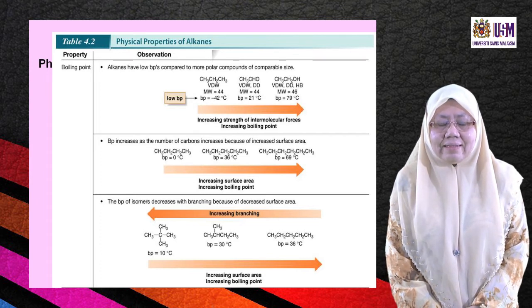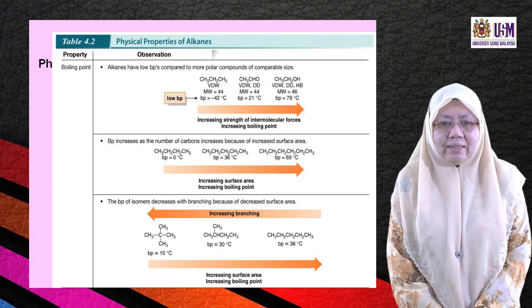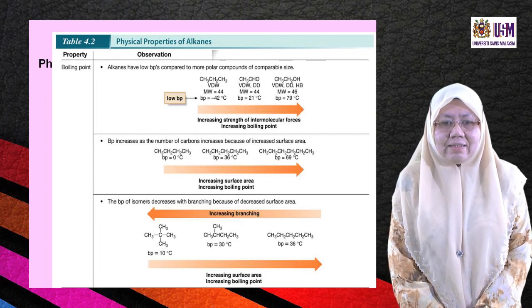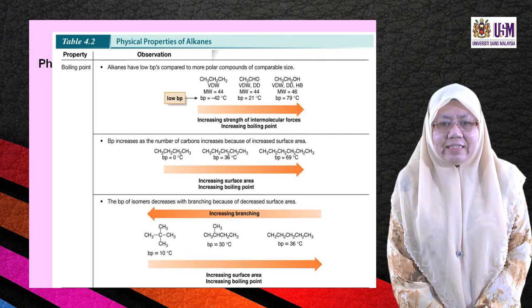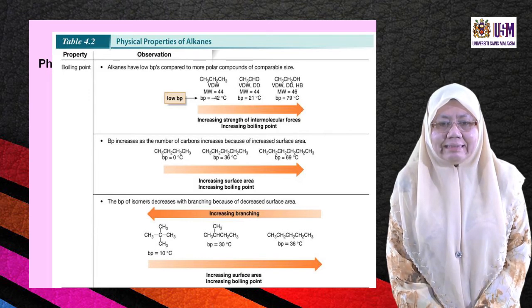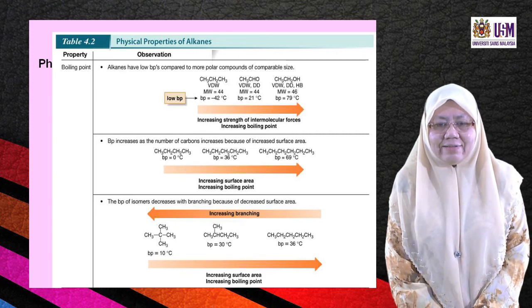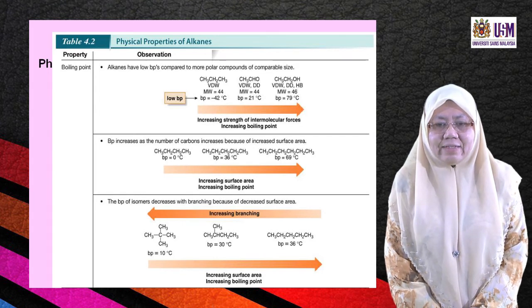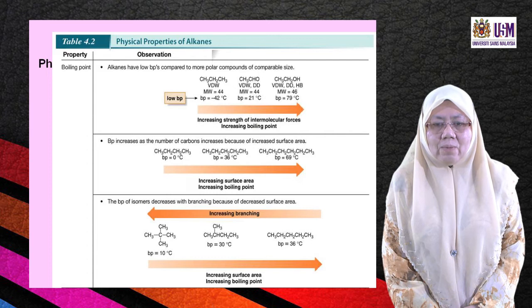Another factor that determines boiling point is branching. As we can see in the examples given, the first is neopentane. Neopentane has a boiling point of 10 degrees Celsius. It has the lowest surface area because of branching. And then the next one, isopentane, has a boiling point of 30 degrees Celsius as compared to pentane that has 36 degrees Celsius. Therefore, increasing surface area will also increase the boiling point.